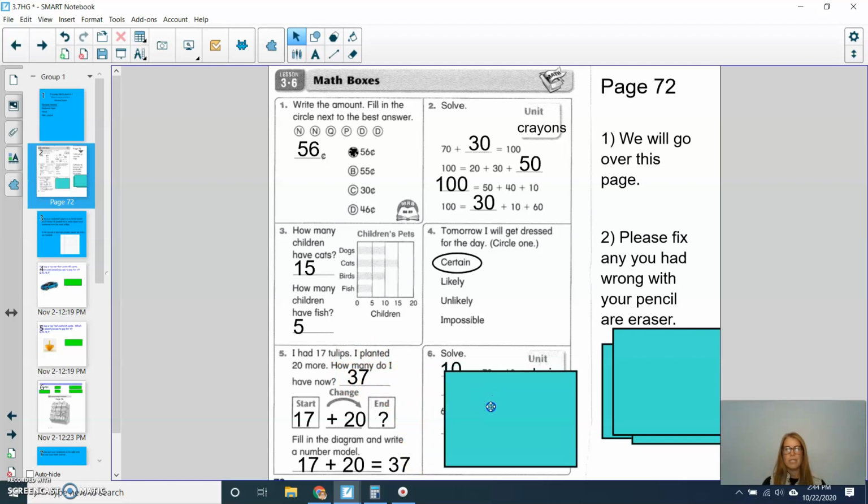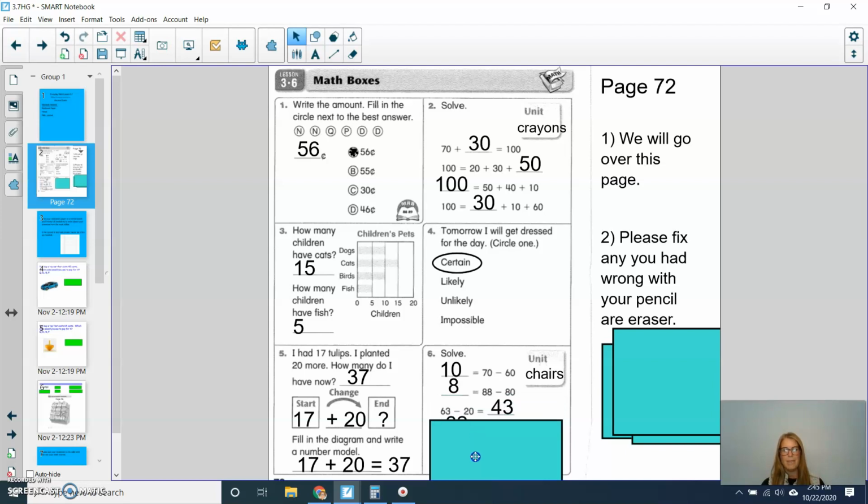And then for question number 6, solve. So 70 minus 60 is 10. And then 8 equals 88 minus 80. 63 minus 20 is 43. 92 minus 30 is 62. And the unit that I used today was chairs.